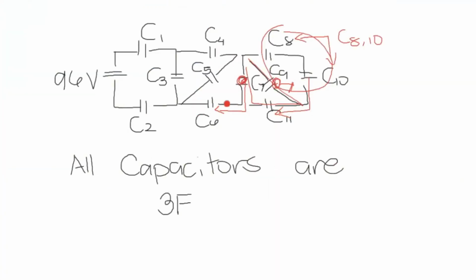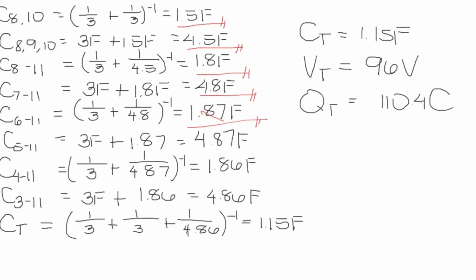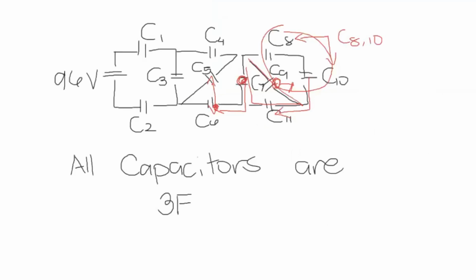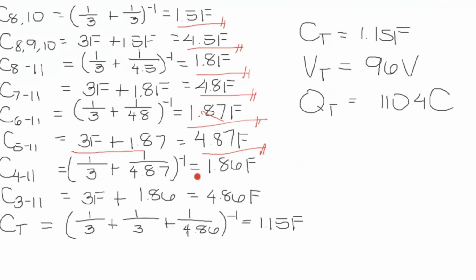Now we have our C6 to 11. It is directly parallel with C5. Therefore, it will be summation, and our summation is 4.87 farad. Sorry. Now we have our C5 to 11. It is directly in series with our C4. Therefore, we will be using again our negative exponent, thus 1.86 farad.